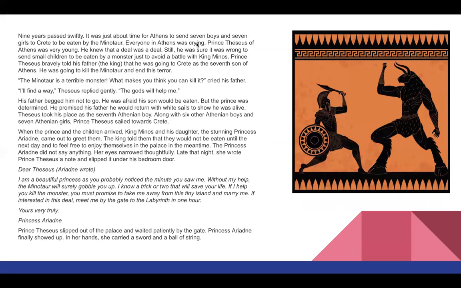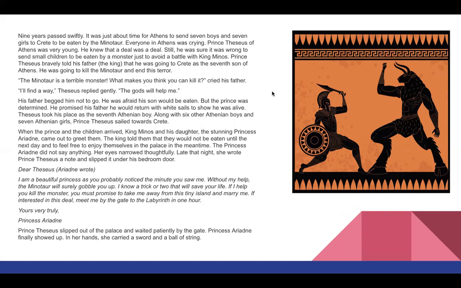Nine years passed swiftly. It was just about time for Athens to send 7 boys and 7 girls to Crete to be eaten by the Minotaur. Everyone in Athens was crying. Prince Theseus of Athens was very young. He knew that a deal was a deal. Still, he was sure that it was wrong to send small children to be eaten by a monster just to avoid a battle with King Minos.